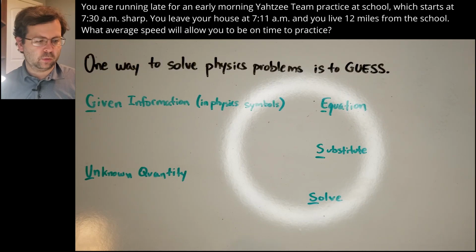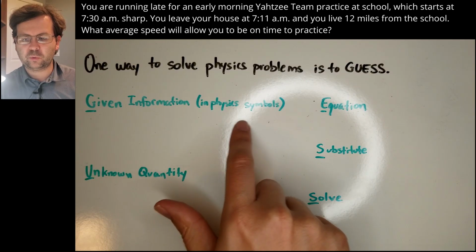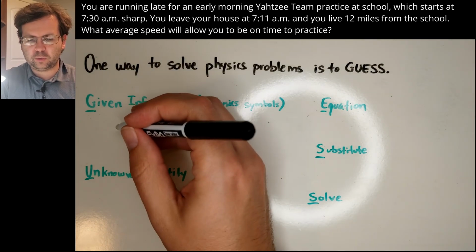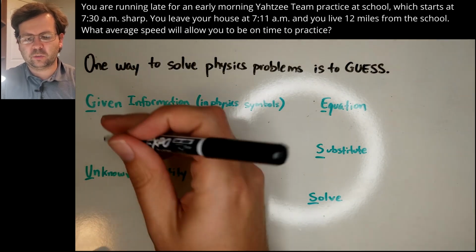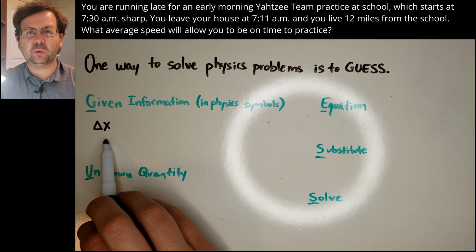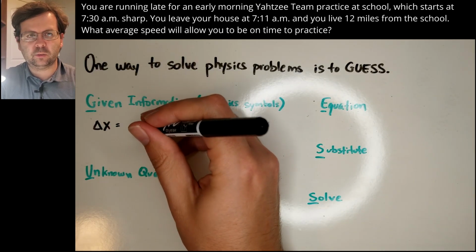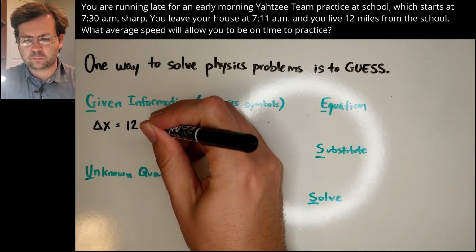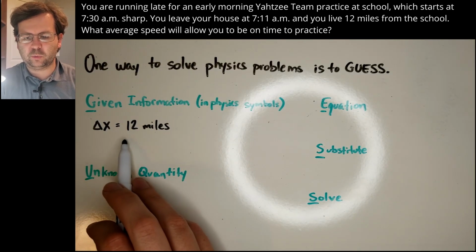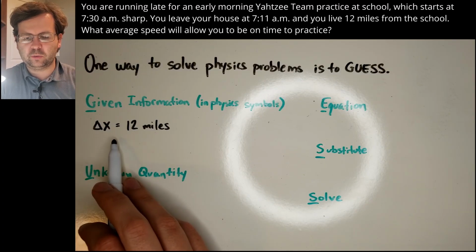All right, so the given information is the first step, and we're going to use physics symbols to write down the given information. If you look at the problem here, we've got some numbers, which usually is a good indication of some information about quantities. It says that we live 12 miles from school, so that's a pretty easy one. But we're talking about a distance here, and so because of that, we're going to use the symbol delta x, which represents the change in position or the distance away, and that is equal to 12 miles. So this is like a little sentence that I'm writing, but instead of in English, it's in math. Delta x equals 12 miles, so we would read that as the distance is 12 miles.